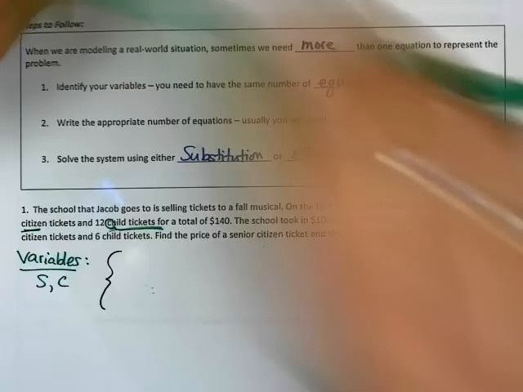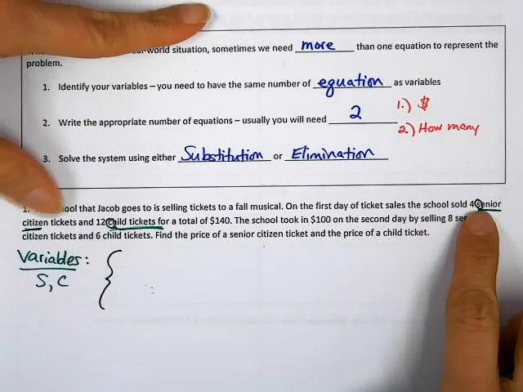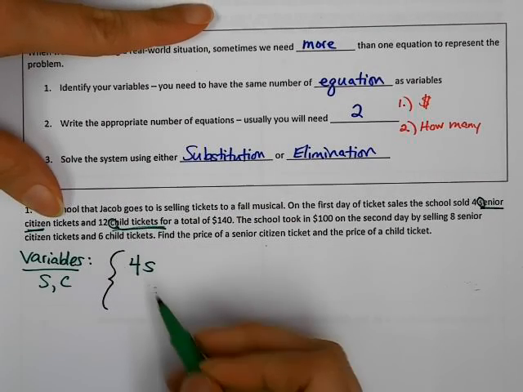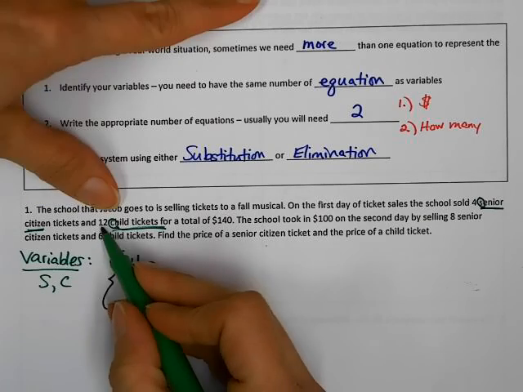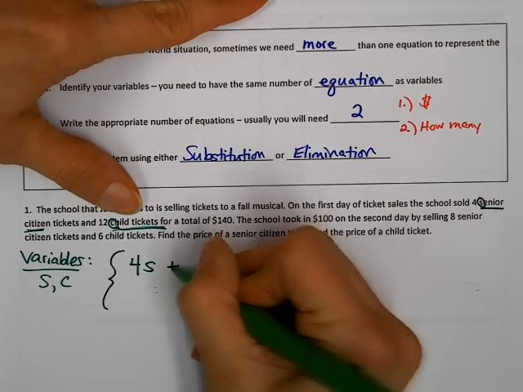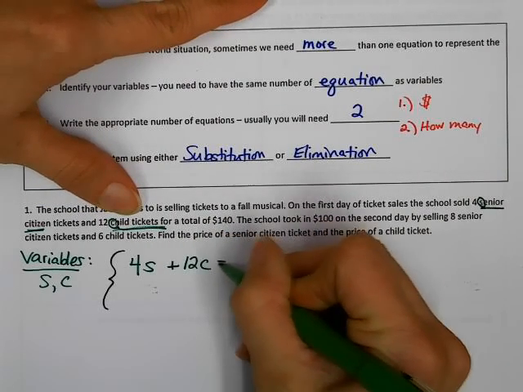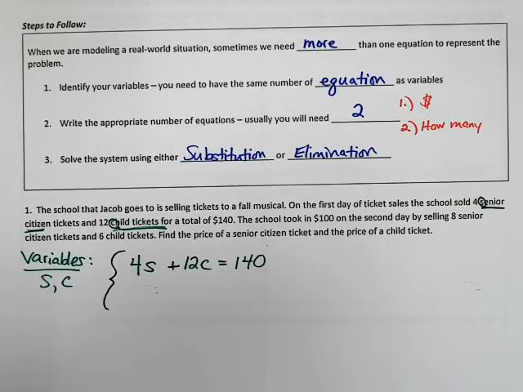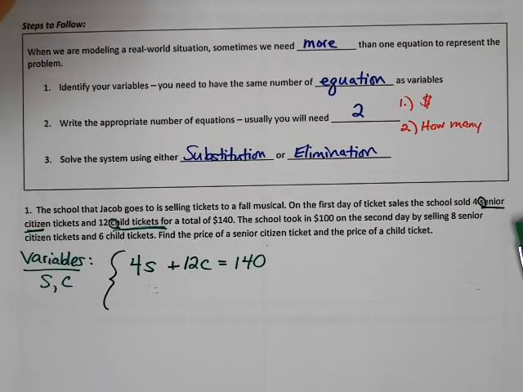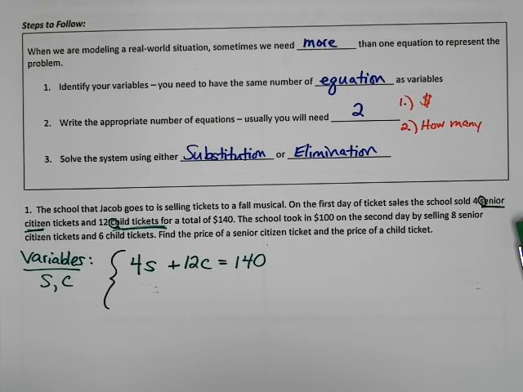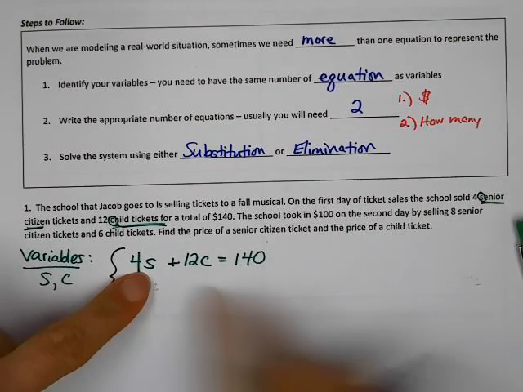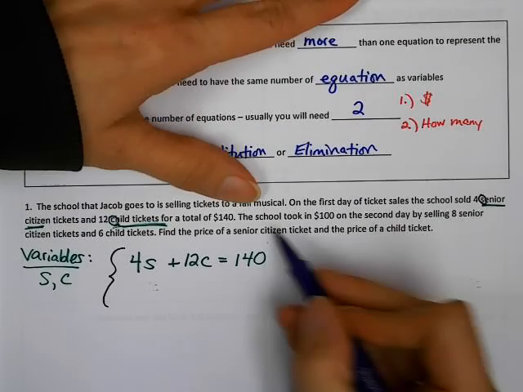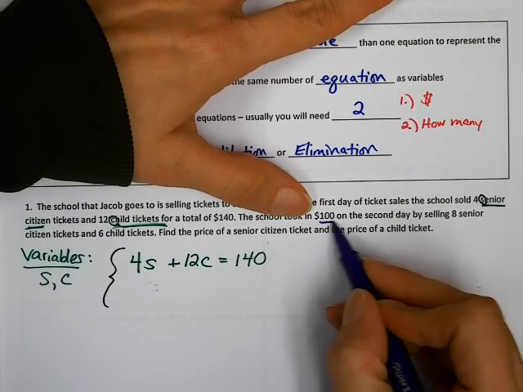It says we sold 4 senior citizen tickets, so that's going to be 4S. And they sold 12 child tickets, so plus 12C, and then how much was that? $140. So that's information about how many tickets and how much money they cost. But now there has to be more information, because when you have two variables, you need two equations. Okay, let's keep going. The school took in $100 on the second day.